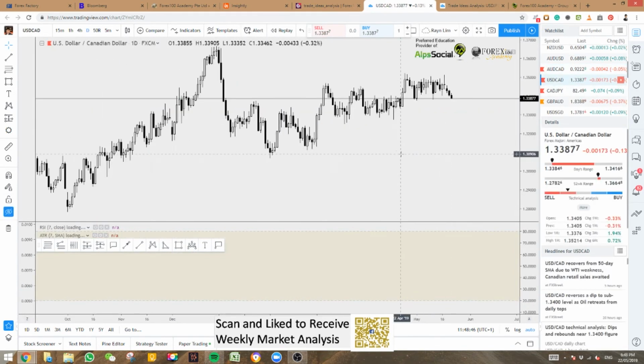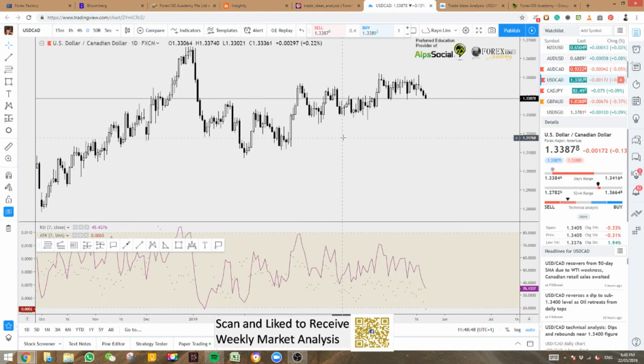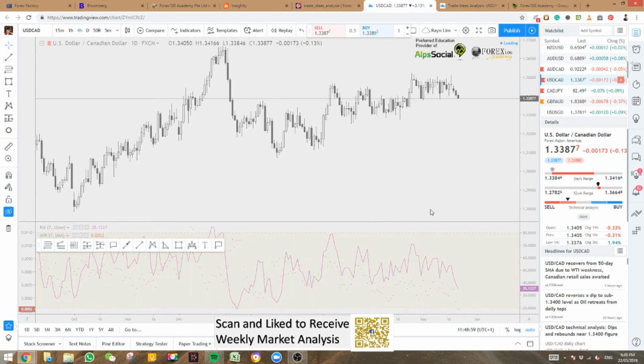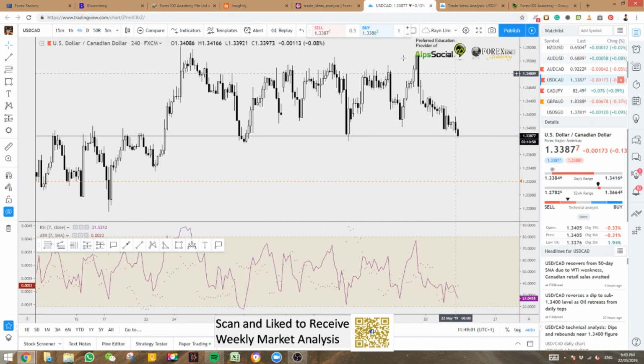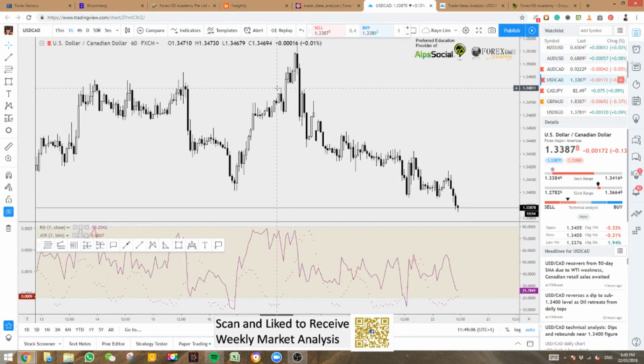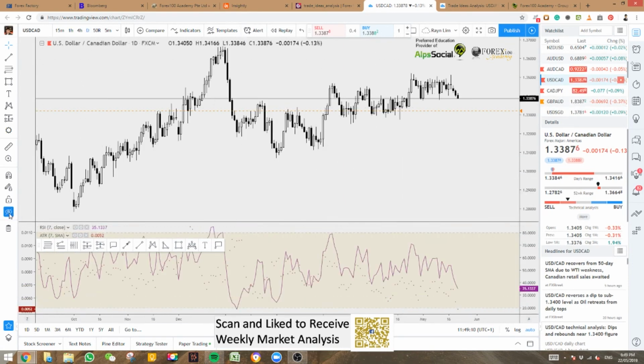On the dollar CAD, it is a very interesting formation. Market came up, came down, retraced, went into consolidation, broke upwards, consolidation again. To the 4-hour chart, consolidation. 1-hour chart, the market slid. Back to the daily chart, and let's see what we have over here. This is the buy zone. I'm looking for a buying opportunity.